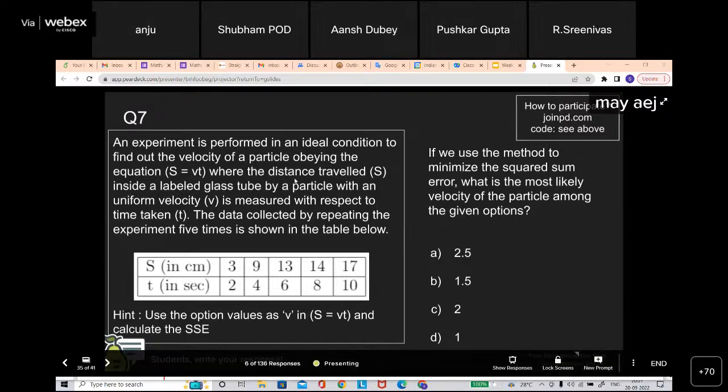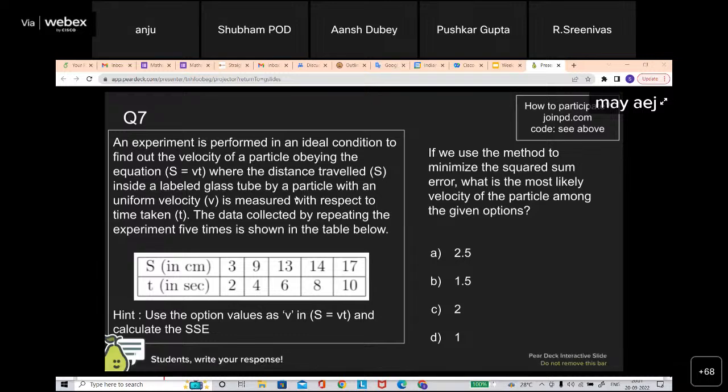So who wants to leave? I hope you have seen this question. This is the last question. Now I will come back to this question later. I want to give some information first: what is SSE? Then we will solve. Those who want to leave can leave, and those who want to stay can stay, because in your next session I want to show you that question only.